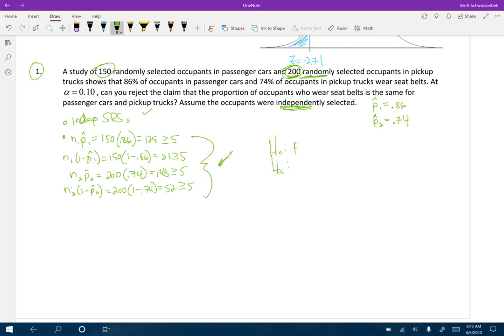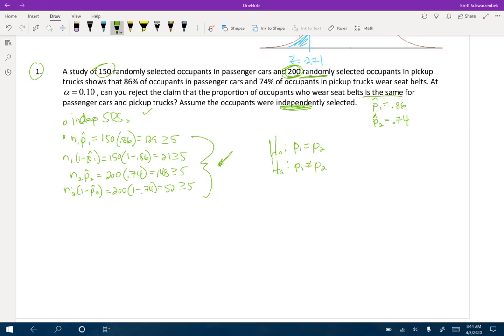Null is always P1 equals P2. In other words, the passenger car and the pickup trucks wear the same proportion of seatbelts. In terms of the alternative, I'm going to read it. It says, can you reject a claim that the proportion of occupants who wear seatbelts is the same for passenger cars and pickup trucks? So when they say that, they're basically not mentioning anything about greater than or less than. So that means we're going to be in two-tail world, not equal to.